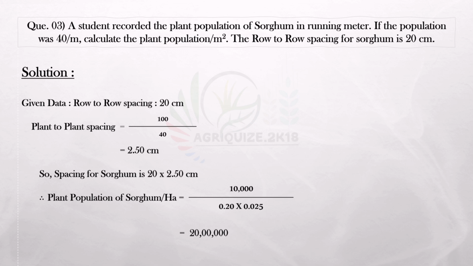So, now we have both plant-to-plant and row-to-row spacings. Now we can calculate plant population per hectare. Putting values in the formula, 1 hectare equals 10,000 square meters and converting spacing in meter, 10,000 divided by 0.20 into 0.025, we get 20 lakh. So, the plant population of sorghum per hectare is 20 lakhs.